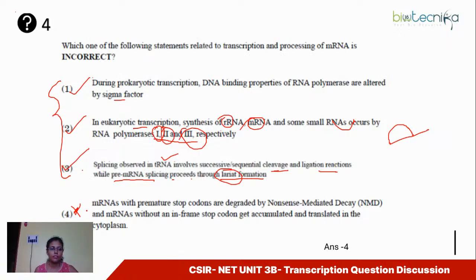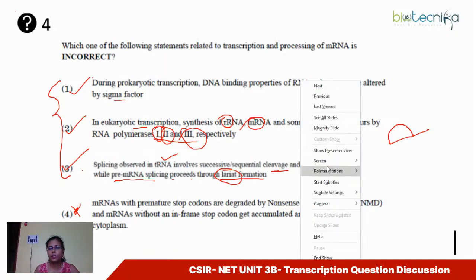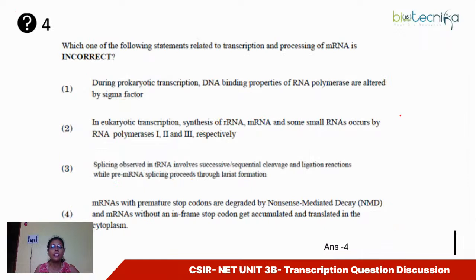Very good. Very good. So even if you don't know about nonsense mediated decay, you don't have to worry. You just don't have to worry. You just have to know your topic well.